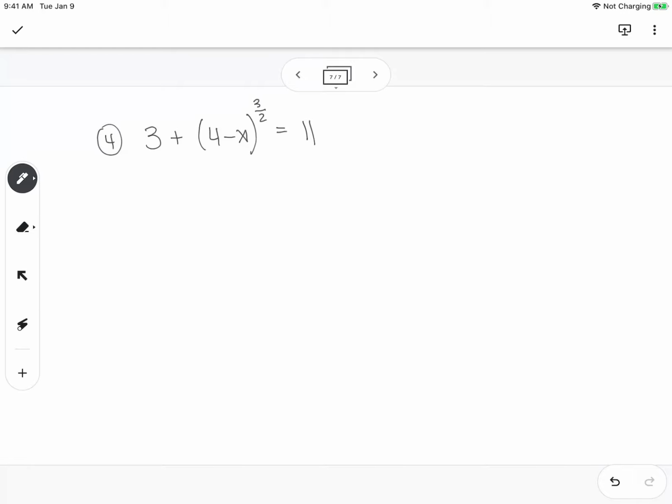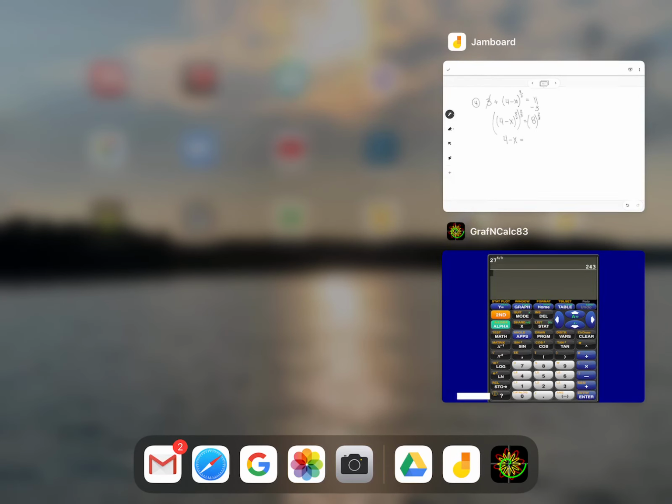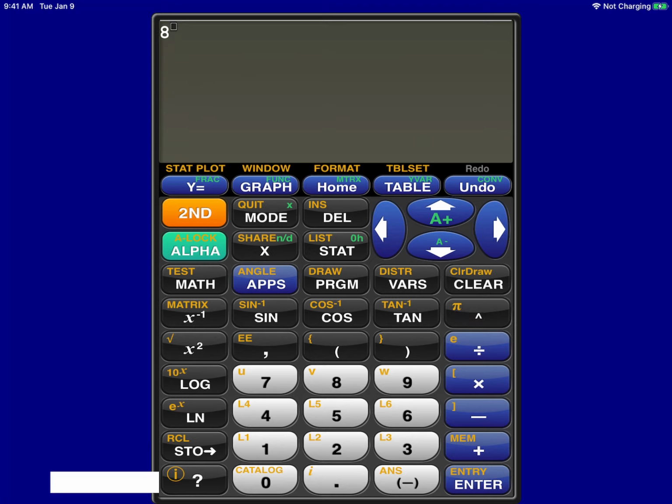All right, so now you are going to check your work. I'm going to subtract 3 because we want to isolate the part of the problem that has the rational exponent. So I get an 8. I am now going to raise this to the reciprocal, which is 2/3. 2/3 has an odd denominator, so I'm not going to put the plus minus. So I get 4 minus x equals 8 to the 2/3 power. Use my handy dandy calculator here. I get 4.